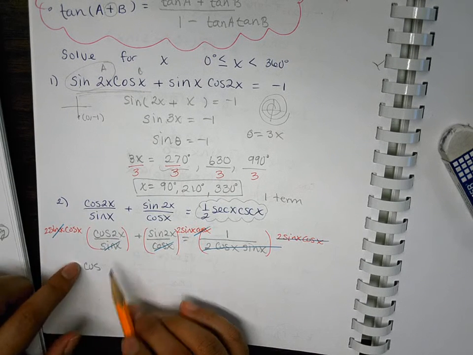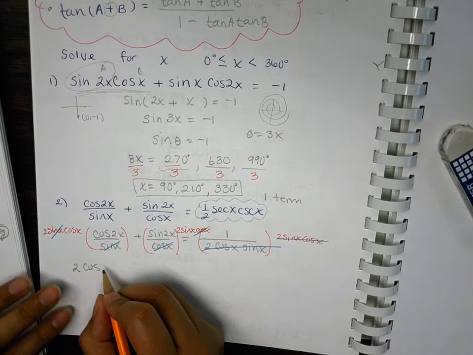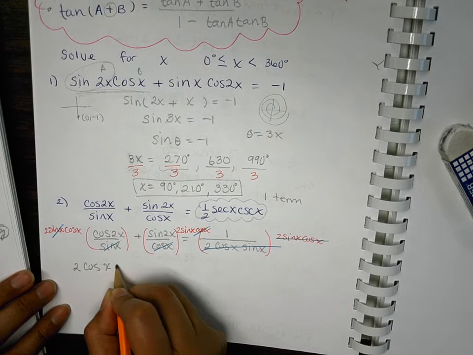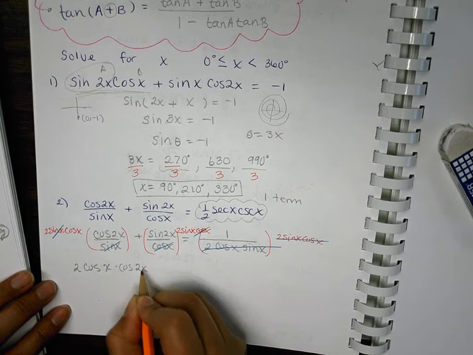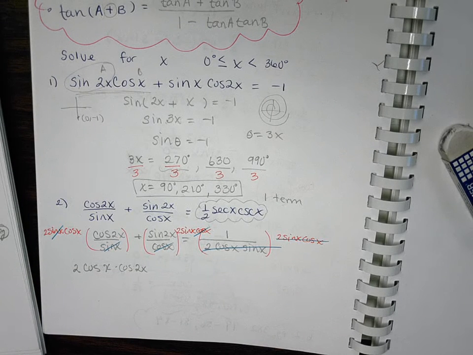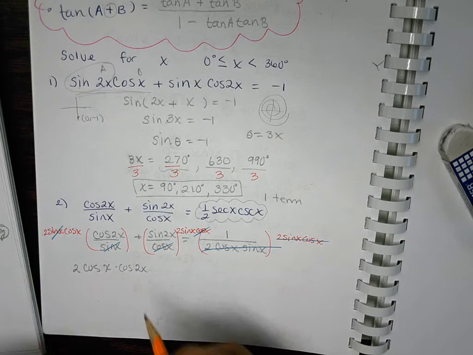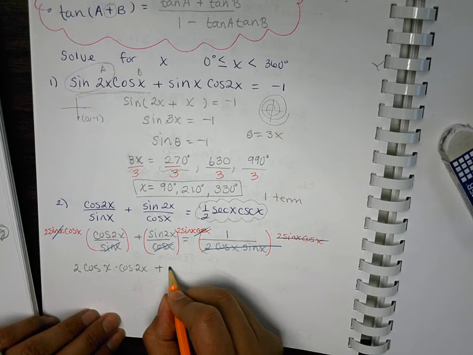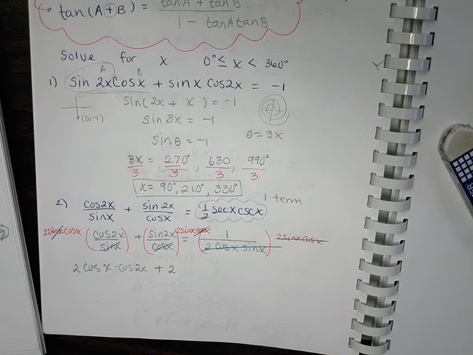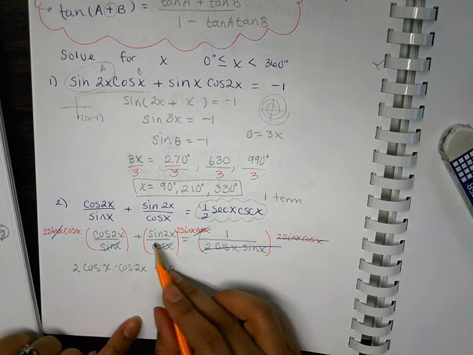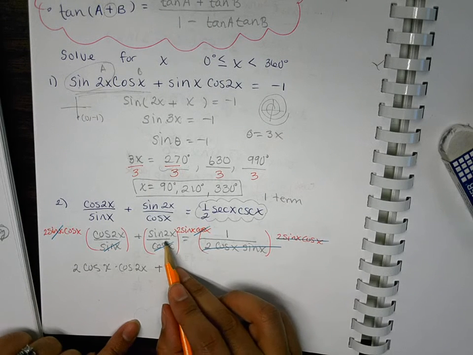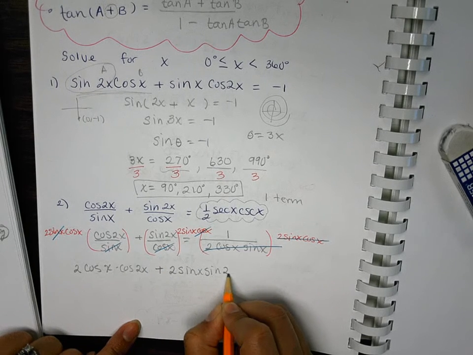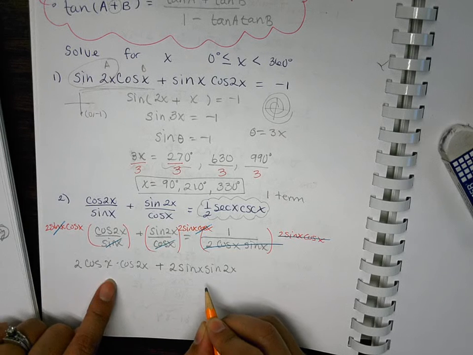So what am I left with? 2 cosine x times cosine 2x. Yes? All right. Plus, is there a 2 left? Oh, I get where this is going now. Yes, 2. And what's left behind here? Sine 2x and sine x. Are you okay if I write it sine x, sine 2x, only so it can look like this one over here? Yeah. It's not important because multiplication is commutative.